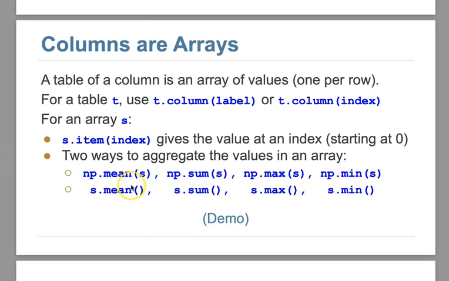So you can call min using the array name dot min. Don't forget the parentheses, because that's a function. So you can get the average, and then you can have sum, maxima and minima. Okay, so let's see some examples in Jupyter Notebook.